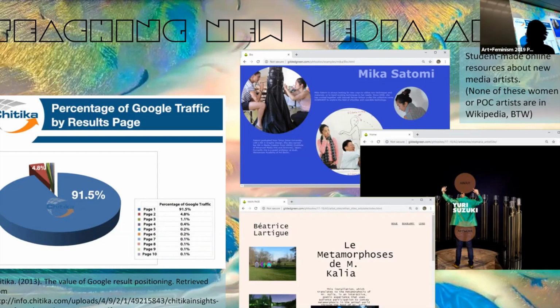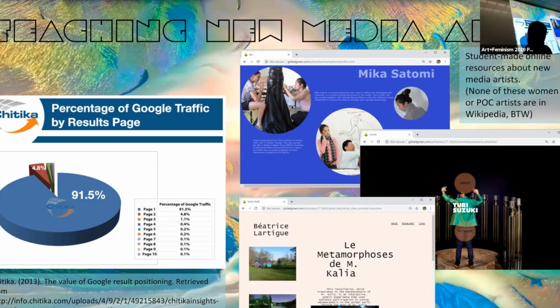So a recent study by the online ad firm Chitika found that 92% of people don't go past the first page of Google results when they're searching for a topic. And actually, even further, almost a third just go to the first link that comes up. And when you do a Google search for new media art, the very first thing that comes up is the Wikipedia page, a list of new media artists.